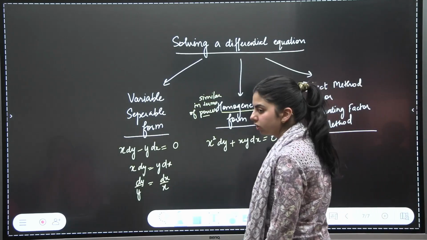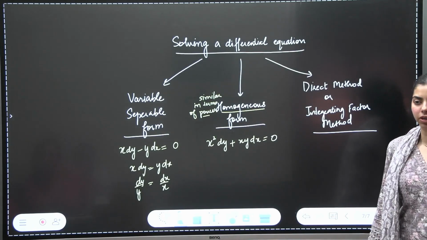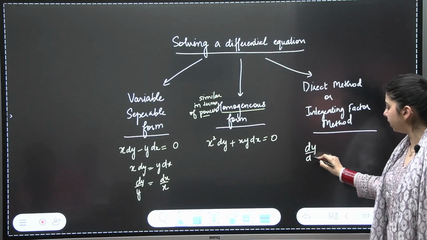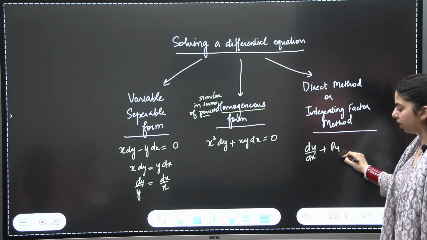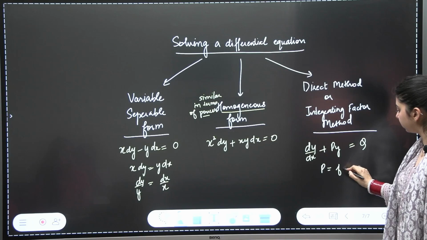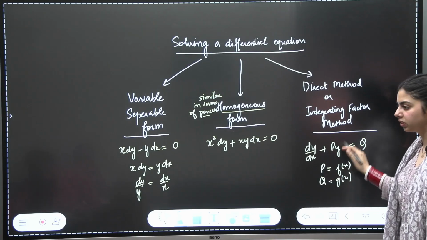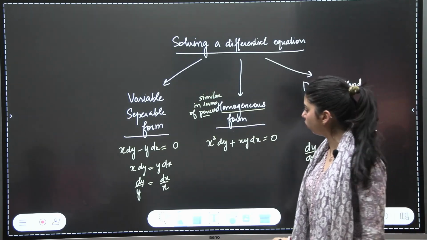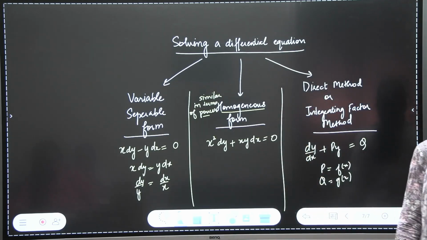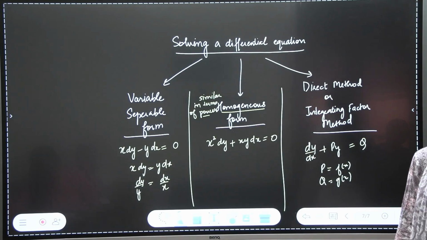This is homogeneous form. And then there was a direct method. Direct method had a very typical formation. If you remember, it was something like dy by dx plus py is equal to q, where p is a function of x and q is also a function of x. We'll look at all of this in detail later. I'm just giving you an overview so that you can clearly see the difference between these forms as well. Right? Understood? Shall we move ahead?